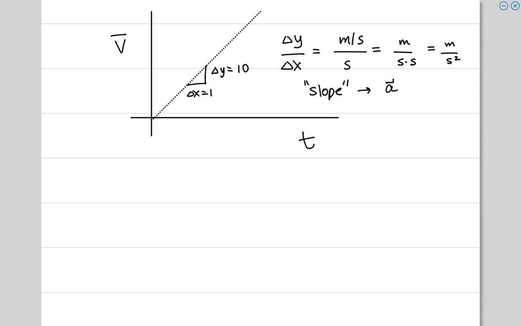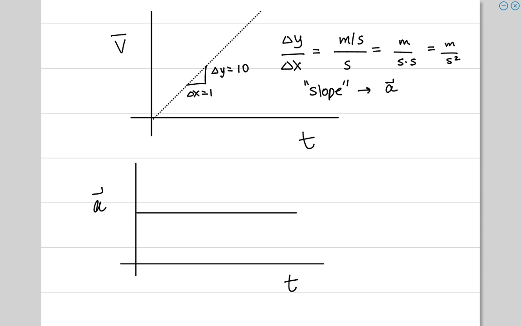Now, slope is constant, so what this yields for an AT graph, if we were to graph A versus T, and this is for physics 20 and 30 in Alberta, we only will ever graph constant acceleration. Okay? Your acceleration will never ever look anything different than that. So constant acceleration.